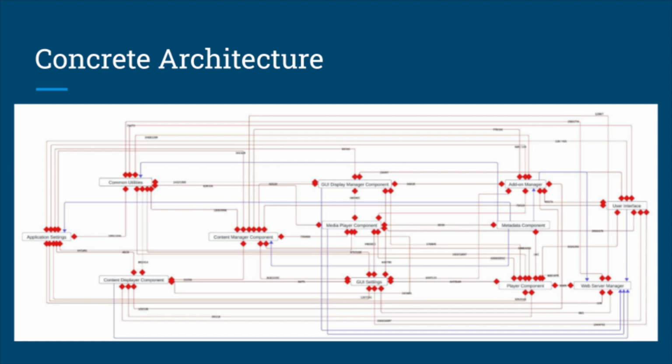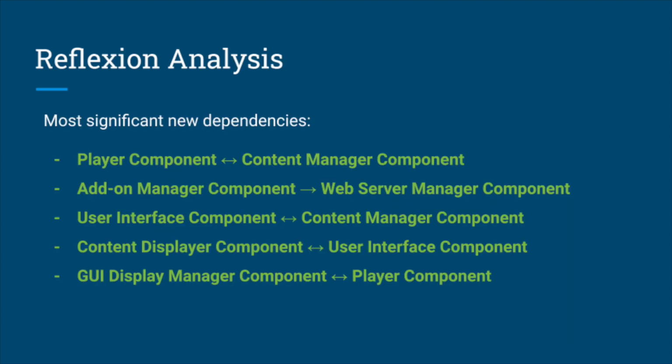Within the data layer, it consists of the metadata component that manages additional information about multimedia content, the content manager component that organizes media sources and facilitates user access, and lastly, the content displayer component, which manages how the multimedia content is displayed. The concrete architecture ended up having far more dependencies than there was outlined in our first report.